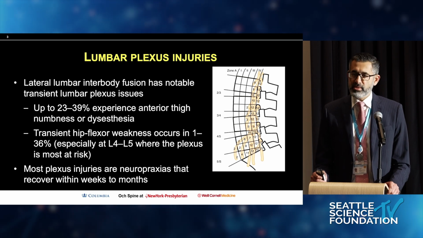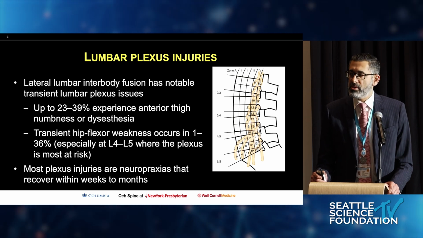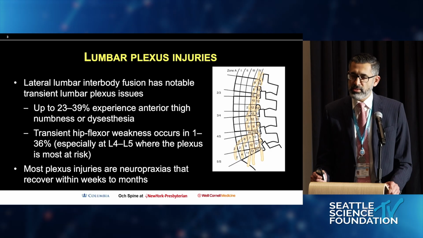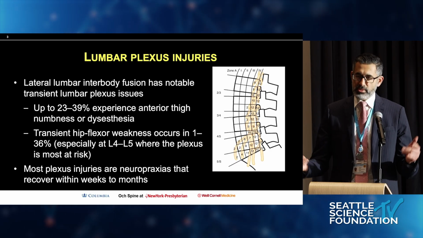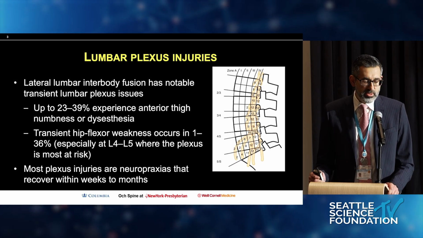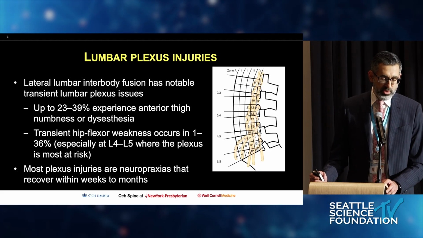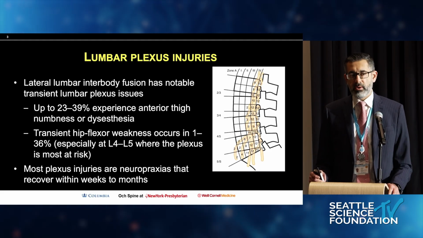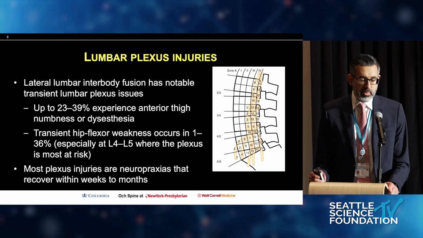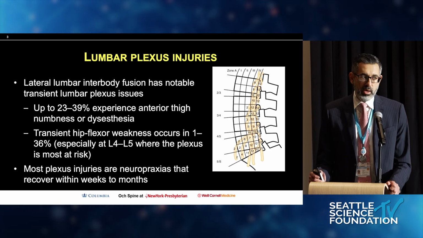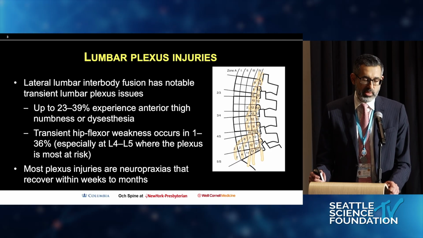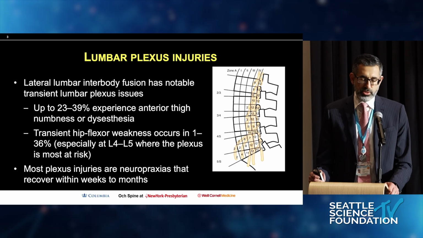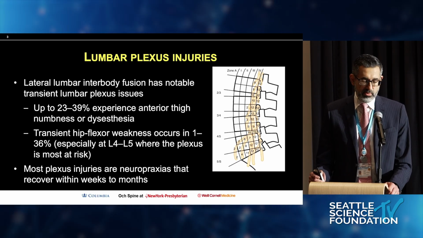So we'll start with lumbar plexus injuries. I think these are probably the most commonly talked about complications in MIS spine surgery, and we have some masters of lateral spine surgery right here in the room who do a lot more than I do. It is not uncommon, but thankfully most of the lumbar plexus issues are transient, and they resolve with time.